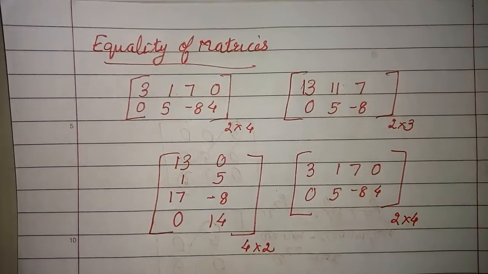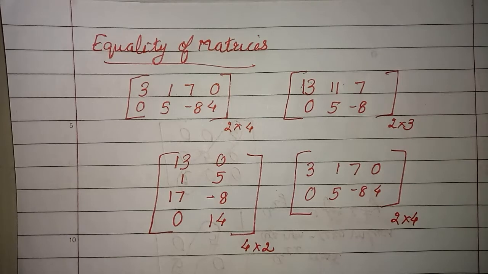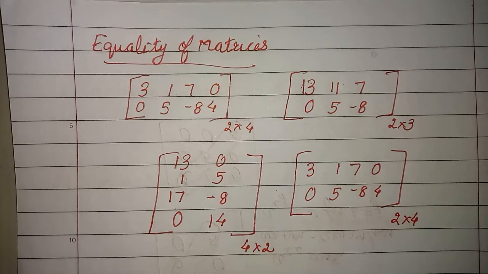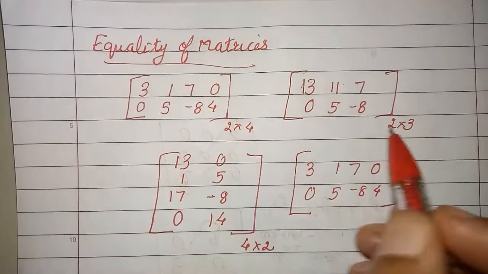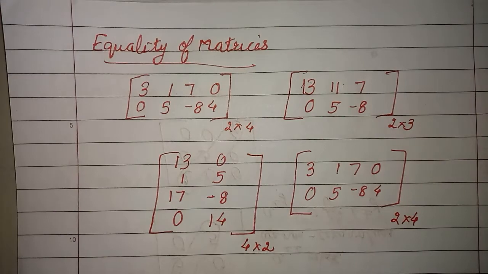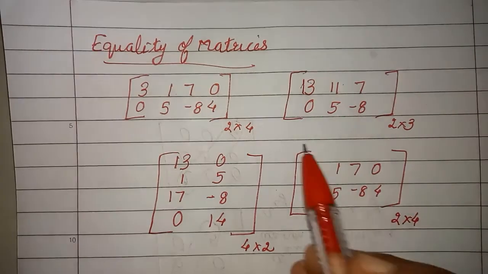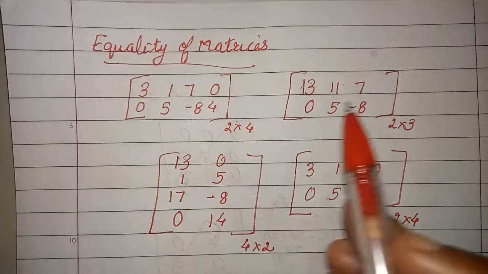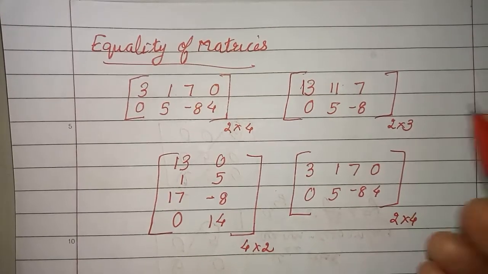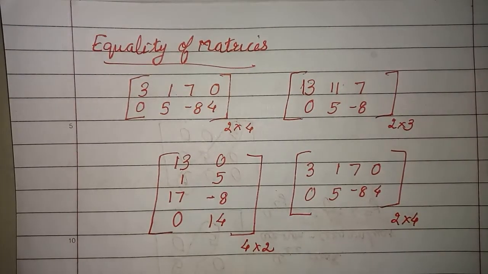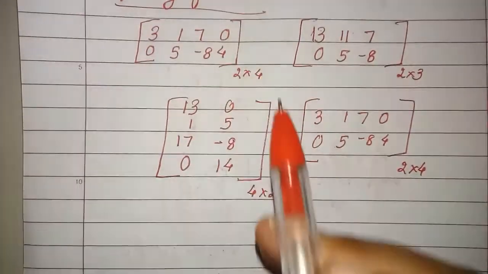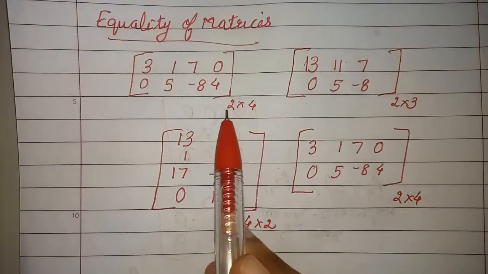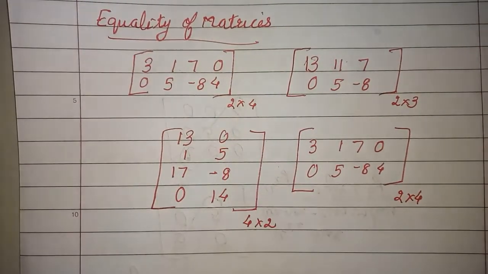Yes, matrices are the same first of all when they have proper shape. Proper shape means same shape. Same shape means same size, right? So if I compare 2 cross 4 and 2 cross 3, are they of the same size? Are they equal? No. Why? Because this has 2 rows, 4 columns, and this has 2 rows, 3 columns. So there and then itself equality goes. If I look at this 2 cross 4 and 4 cross 2, again you can see 2 rows, but here 4 rows. So again it's wrong.